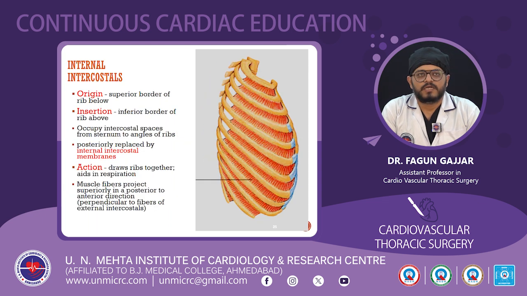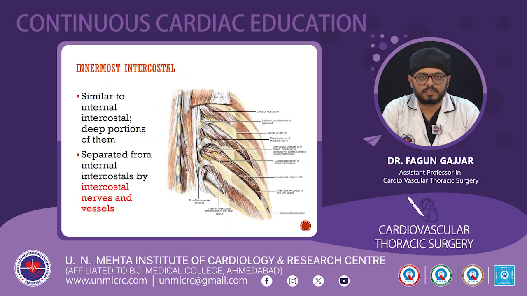The second one is the internal intercostal muscle, which originates from the superior border of the rib below and inserts into the inferior border of the rib above. It occupies the intercostal spaces from the sternum to the angle of the ribs. Posteriorly, it is replaced by the internal intercostal membrane. It acts to draw the ribs together, which aids in respiration. The muscle fibers of this muscle project superiorly in a posterior to anterior direction, which is perpendicular to the fibers of the external intercostal muscle.